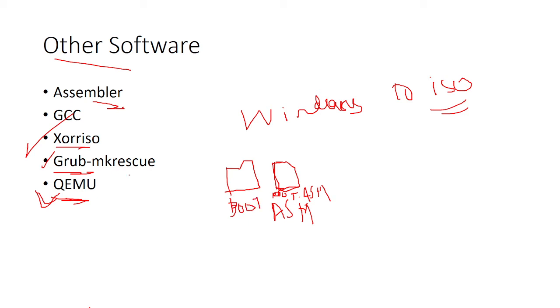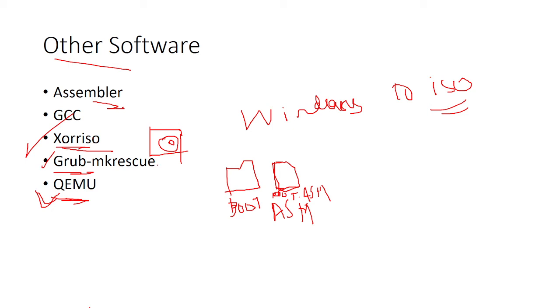Then what will this XOR ISO do? XOR ISO will create a file system on your ISO file. This is a disk 0 ISO file. Inside this ISO file, it will make a file system. And what is a file system? You need to study this in detail.